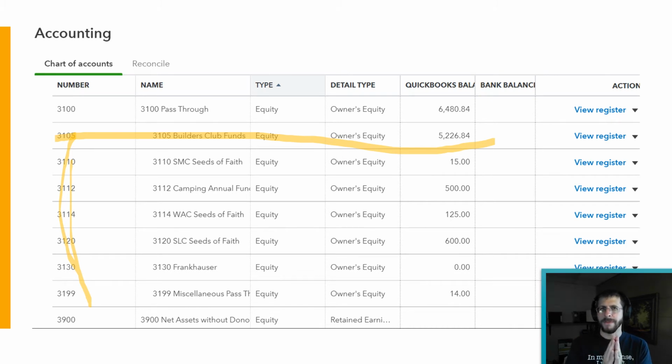I think it's perfectly fine for a church to run all their expenses and income right out of these equity ones. So if you write a check, it's to that 3105, and if you receive income, it's right to that 3105. That's fine. But the confusing part is actually the retained earnings. You're only allowed to have one retained earnings account, and let me show you how QuickBooks handles that.